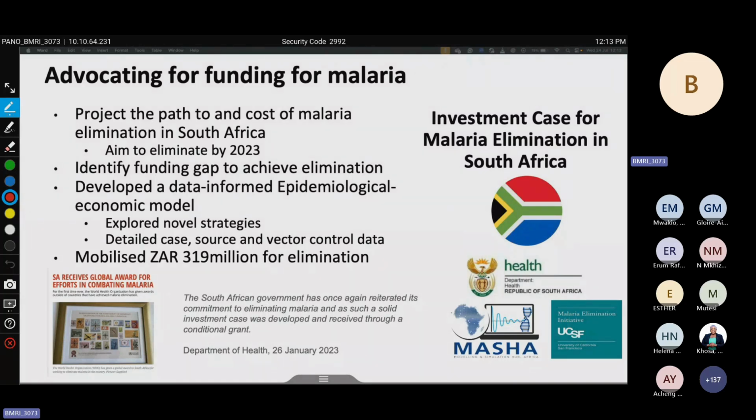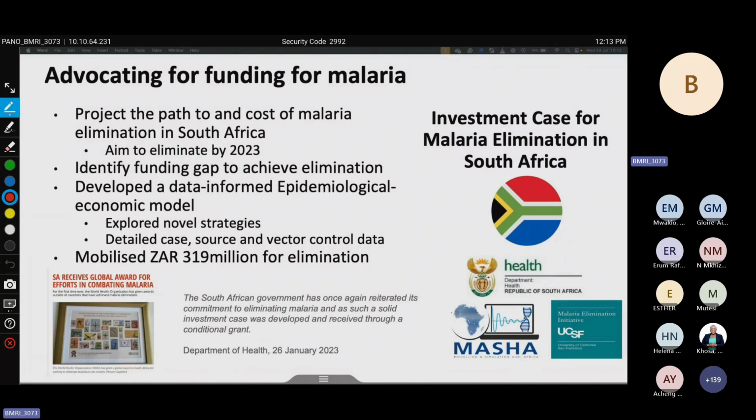So we did the mathematical modeling to simulate the path to elimination. We then did the costing to figure out how much it's going to cost. And then together, we crafted the presentation that was to be taken and delivered by national government to Treasury. And we were lucky enough that a few months later, the Minister of Finance accepted our proposal and committed 319 million rands towards our South African elimination drive. And that was a direct impact of modeling, or a direct outcome of a modeling exercise.